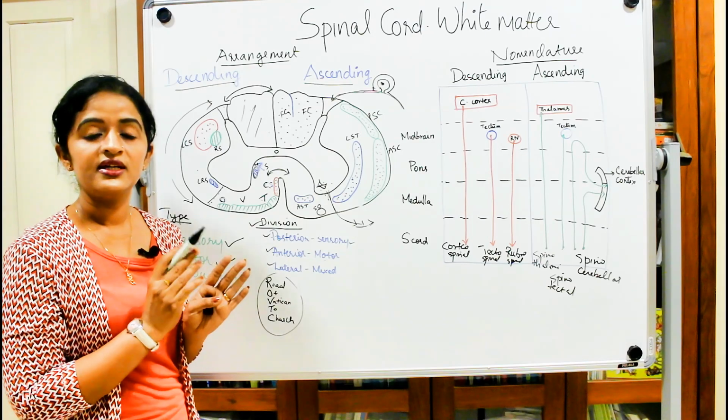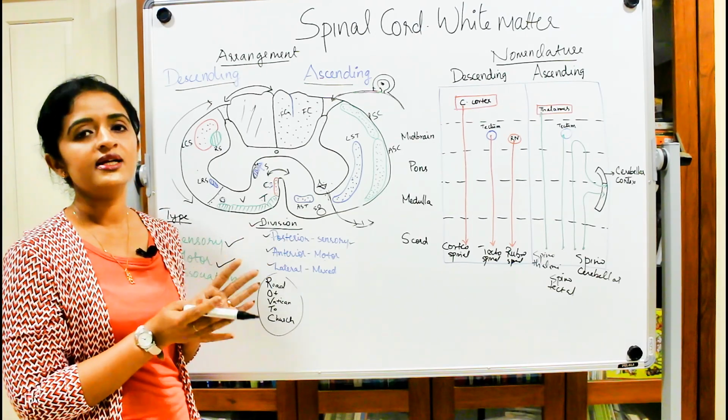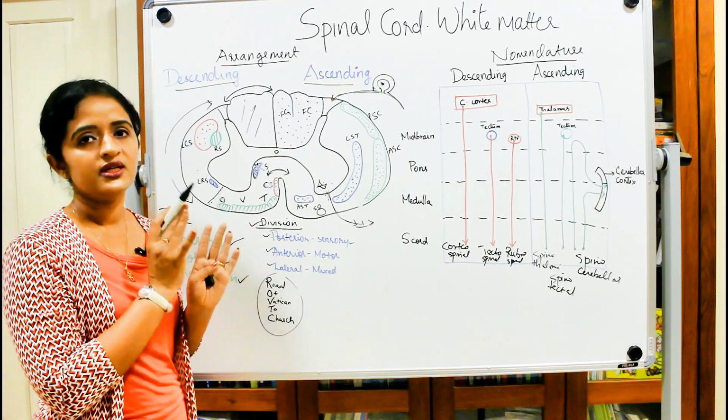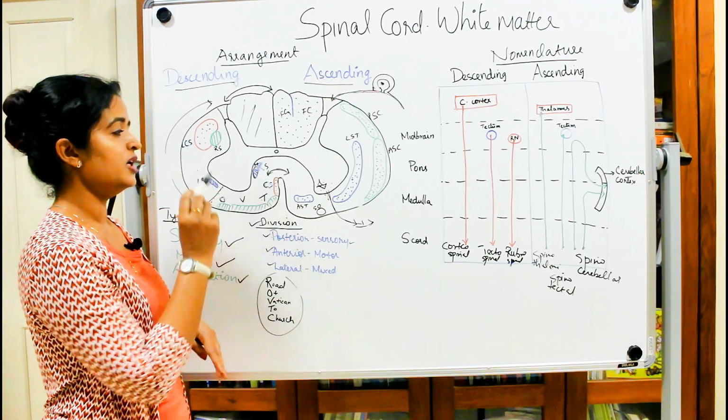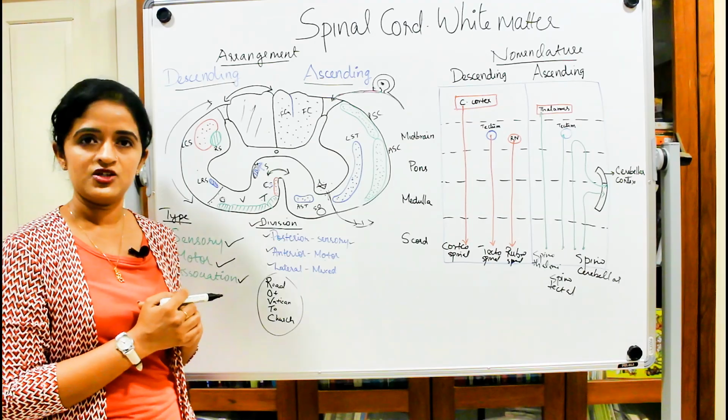So you have to know that there are two sets of corticospinal tract, anterior as well as lateral corticospinal tract, out of which the anterior corticospinal tract comes in the anterior column.